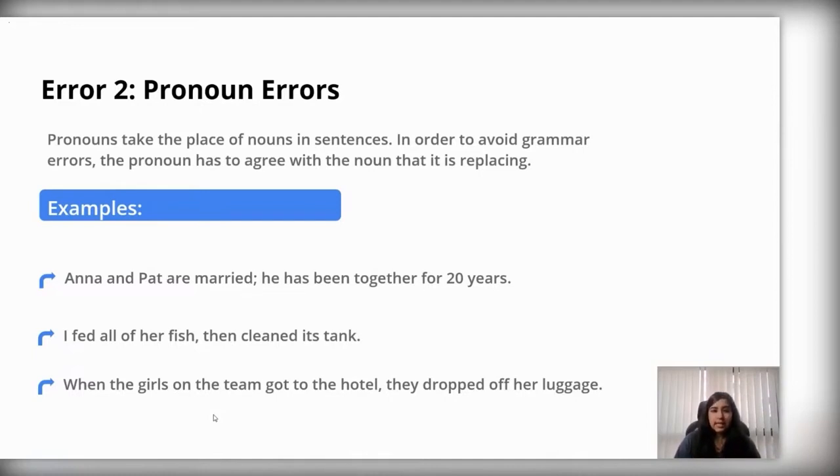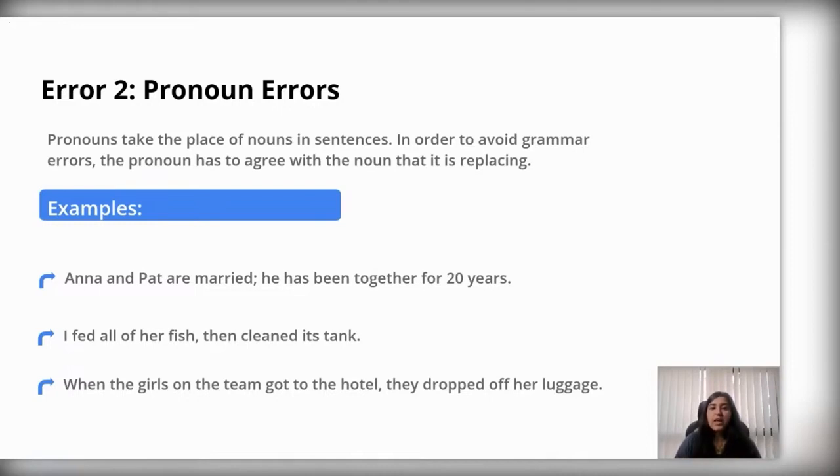So first of all, let's look at these examples here. Anna and Pat are married. He has been together for 20 years. Okay, so here it sounds quite incorrect, right? Anna and Pat are plural, and then after the comma, he is singular. So the sentence should actually read as: Anna and Pat are married and they have been together for 20 years. Okay, so that's the pronoun. You can't talk about one person if you mention two. You need to make it collective and say they.